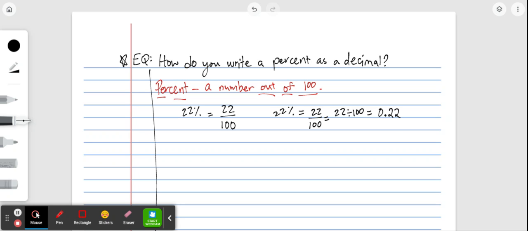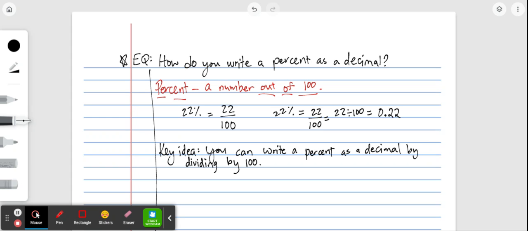Okay, so our key idea here is that when you have a percent, you can write it as a decimal by dividing by 100. All right, you can write a percent as a decimal by dividing by 100. Because, and I'm going to write this here, this is because percent means out of 100. We are literally taking the definition of percent, like what percent means, and using that to rewrite a percent as a decimal.